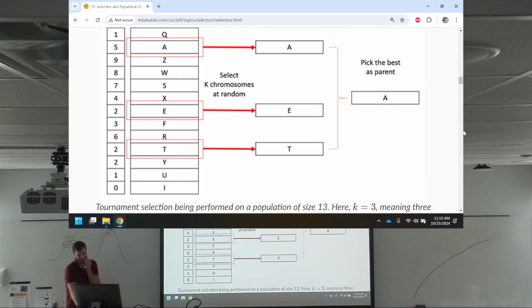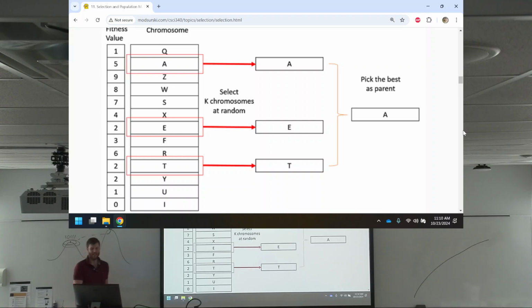But yeah, here's tournament selection. Here's an example where K is 3. I pick these 3 chromosomes, 1, 2, 3. They have a fitness value of 2, 2, and 5. This is a maximization problem where bigger is better. So after comparing these, I take this one, A. A was selected. But as you can see in this population, A does not have the best fitness. Z's better, W's better, S is better, R is better.